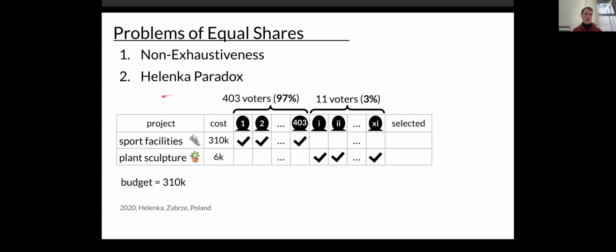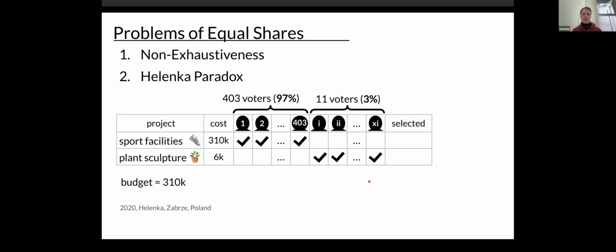So what you can see here is a real-world instance of participatory budgeting from 2020 from the district of Helenka in the Polish city of Zabrze. It's a small district, so only 2 projects were proposed. One of them is sport facilities, and it costs 310,000, which is the whole budget that we have. And it's supported by a vast majority of voters, 97%, but not all of them, which is important. On the other hand, we have the second project, which is a plant sculpture. It costs 6,000, and there are 11 voters that like this project.